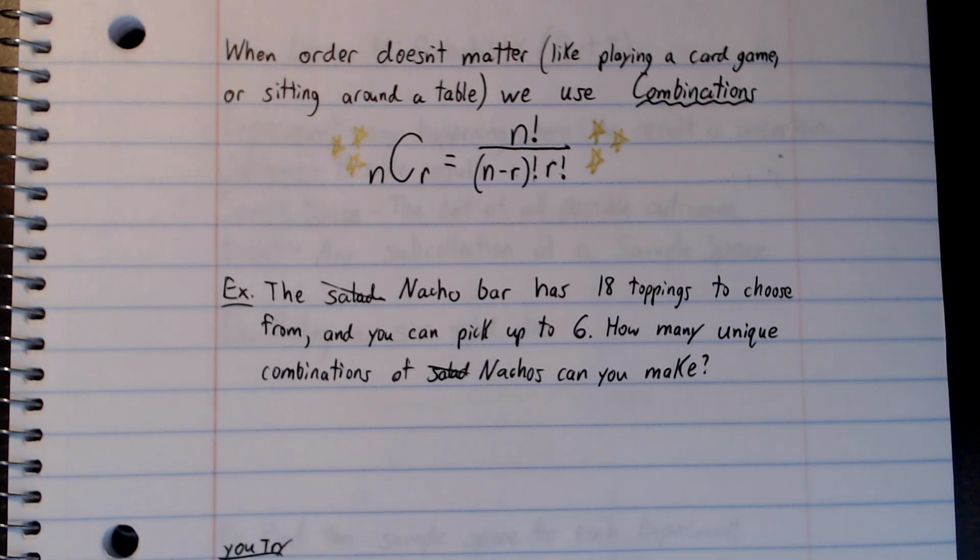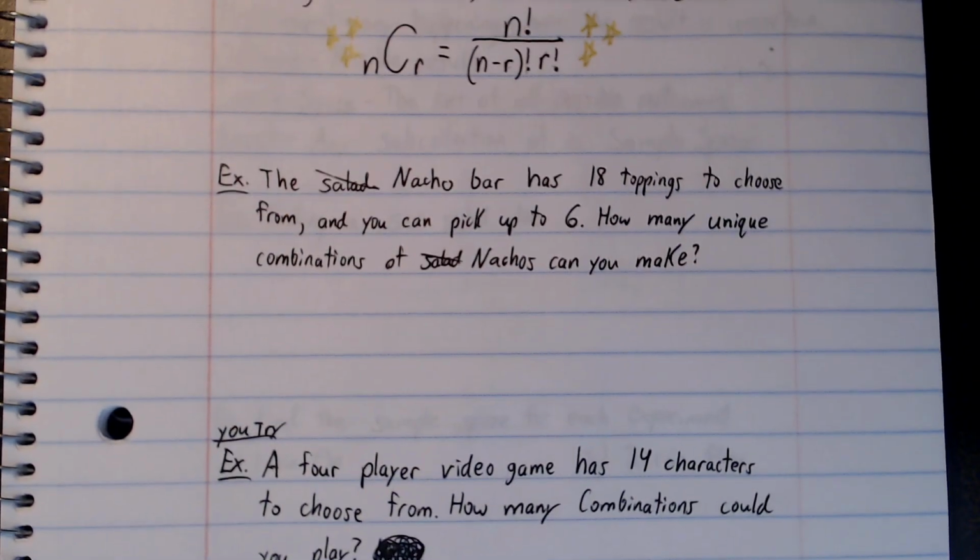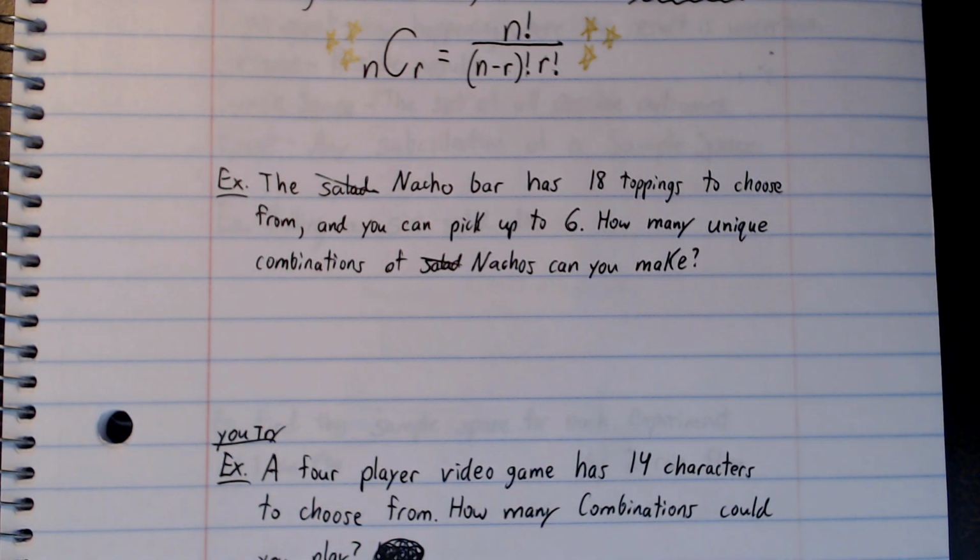So let's start using this combination, this idea of order not mattering. Okay, so I'm going to leave the formula up for us to see. You go to the nacho bar, which has 18 toppings to choose from, and you can pick up to 6 different toppings. It doesn't matter what toppings you throw onto your nachos because it's going to taste delicious, right? So it doesn't matter the order, it just matters that you're choosing 6 different toppings out of 18. So how many unique combinations of nachos can you make?